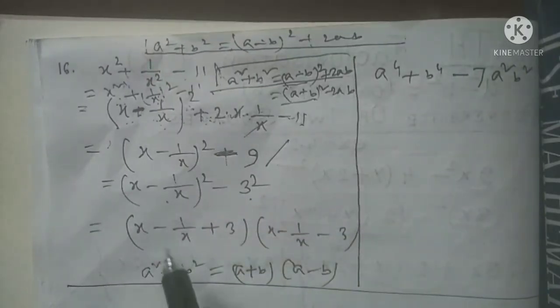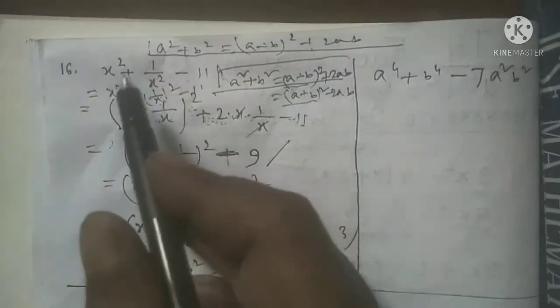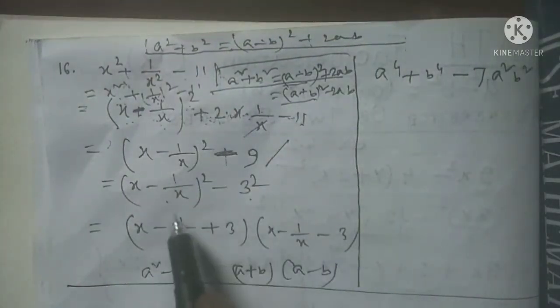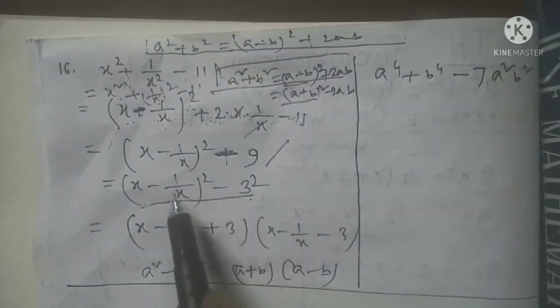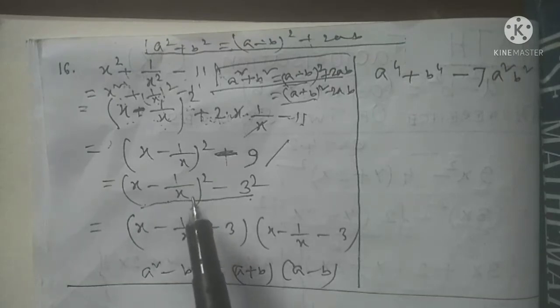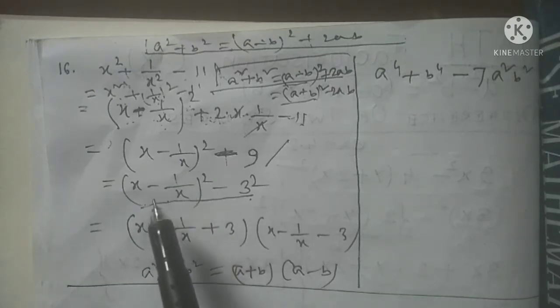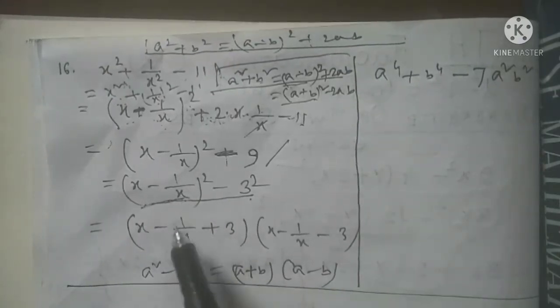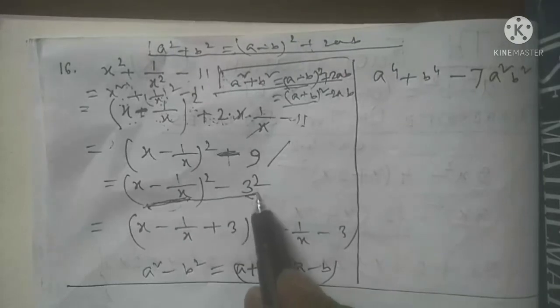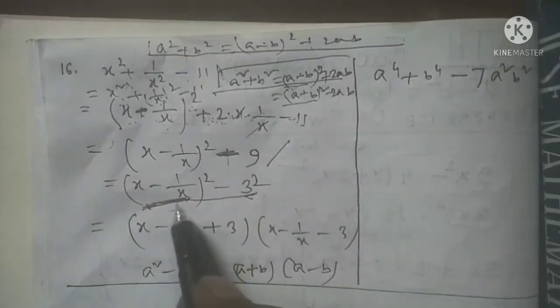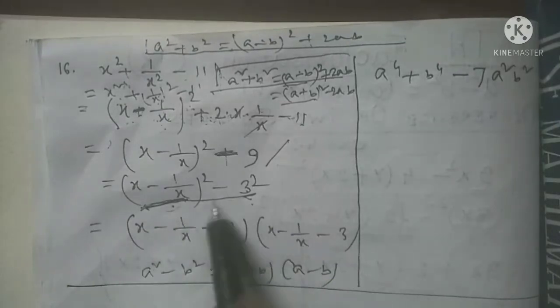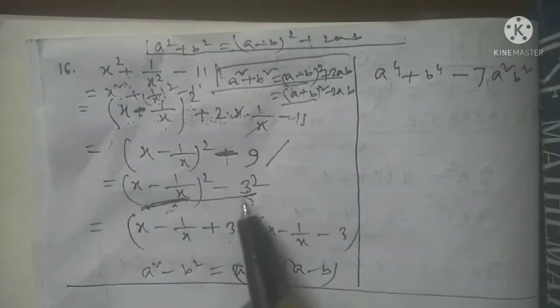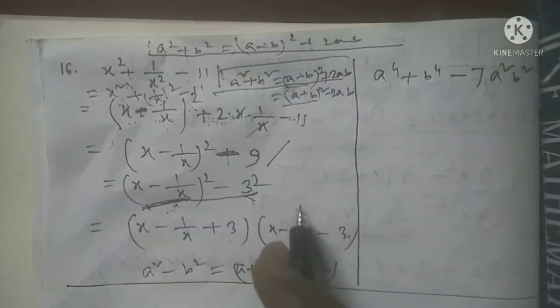Again, my dear student, now we are able to form it in the form of a square minus b square. Before, you never applied this formula in this expression, but here you can apply it, because we have made the form of a square minus b square. So x minus 1 by x is a and 3 is b. So a plus b and a minus b. So my dear student, this is our answer.